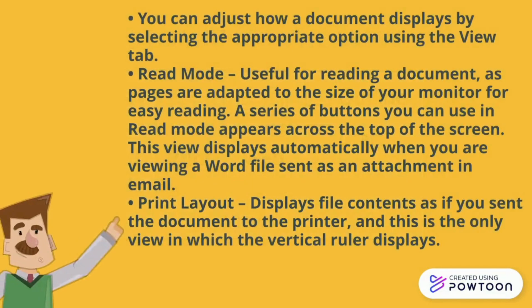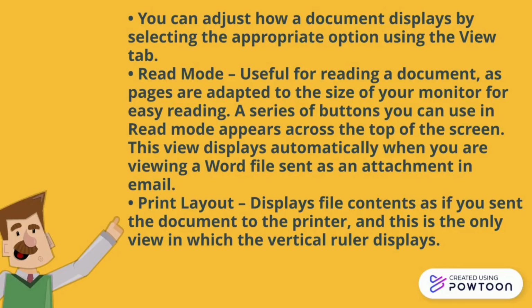Customizing the view. You can adjust how a document displays by selecting the appropriate option using the View tab. Read mode is useful for reading a document, as pages are adapted to the size of your monitor for easy reading. A series of buttons you can use in read mode appears across the top of the screen. This view displays automatically when you are viewing a Word file sent as an attachment in email.